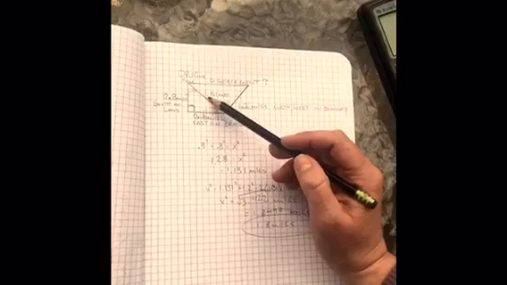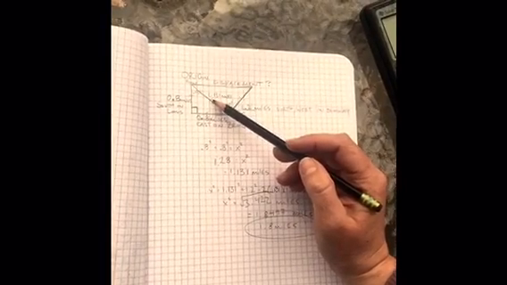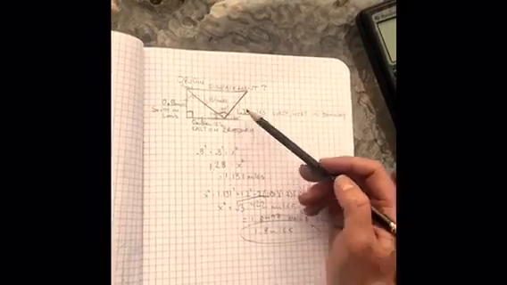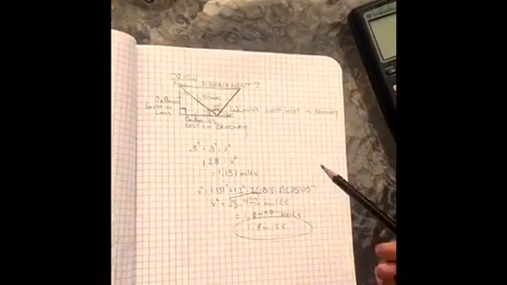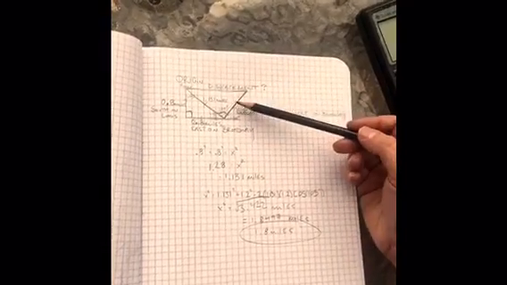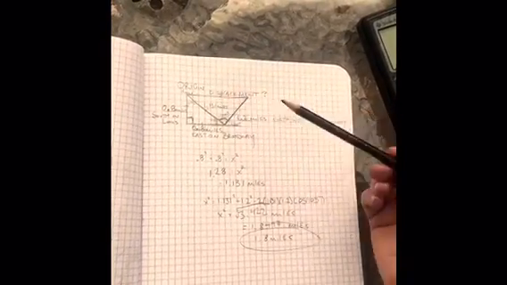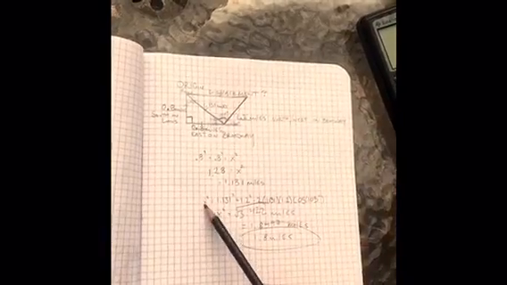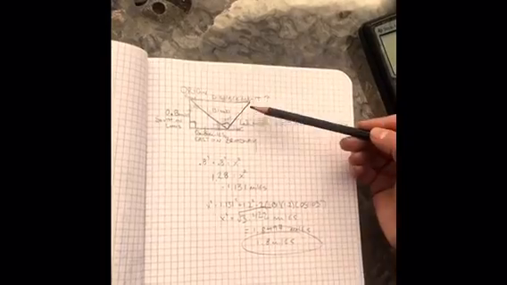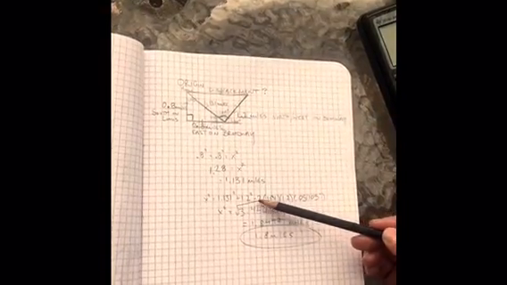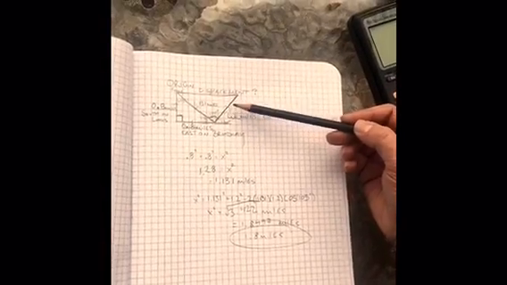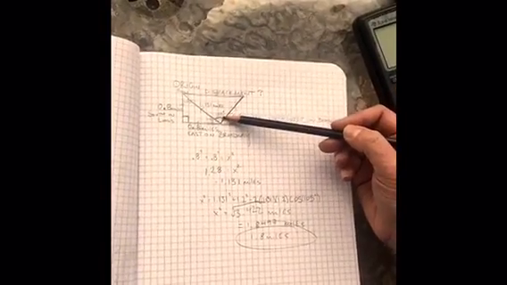So now that we know this length here of 1.2 miles given in the problem, we know this length here from the Pythagorean theorem, and we know this angle here from math, we can use the law of cosines to find this length here. So this length here squared equals this length squared plus this length squared minus 2 times this length times the cosine of this angle.